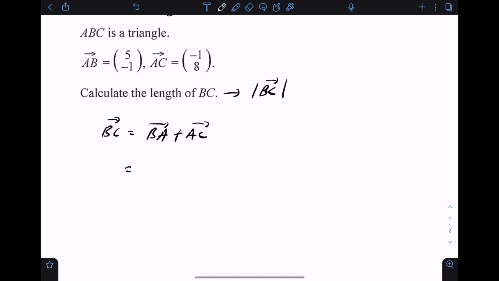So BA, we can change this to negative AB. Okay, in vector, every time you swap the letter, just put one negative sign. Okay, and plus AC there. Okay, by the way, vectors is a uniquely O-level topic. You do not learn this in Sec 1, 2, and 3. Okay, only in Sec 4 you will learn this.